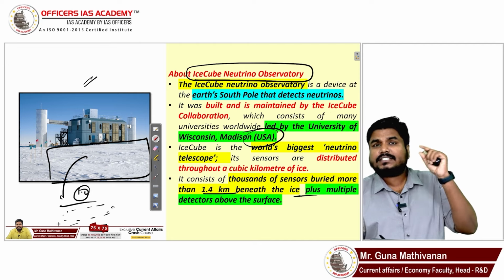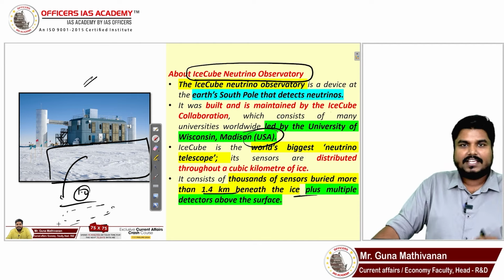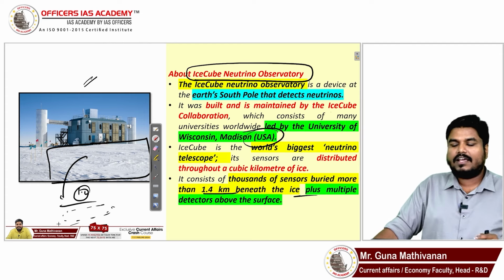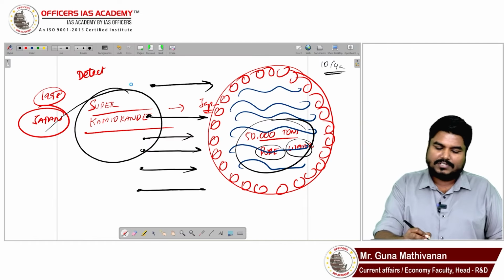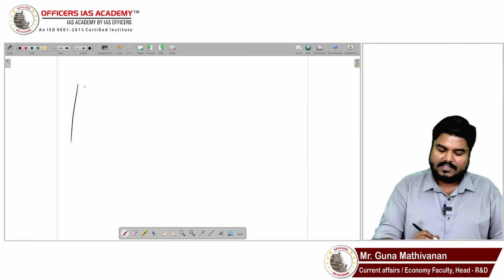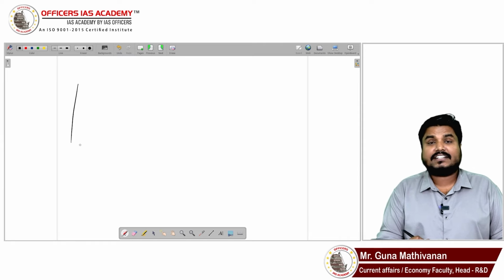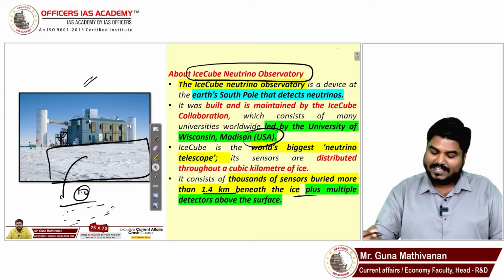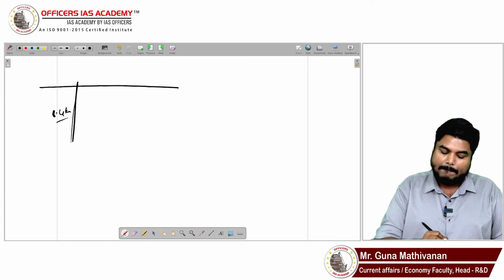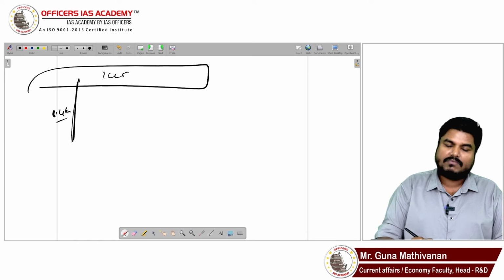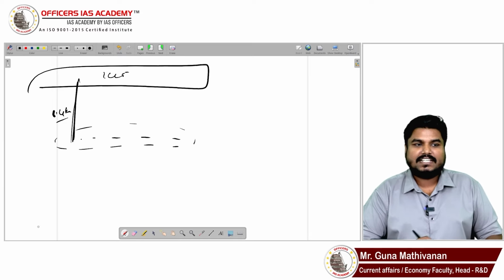Ice is the purest form of solid. In the Antarctic region, that ice is one of the purest forms of solid. In Japan, they took purest water. In the Antarctic Ice Cube Neutrino Observatory, they took ice only, naturally available ice. So imagine thousands of sensors kept almost 1.4 kilometers beneath the ice. Why? To detect if there is any reaction.